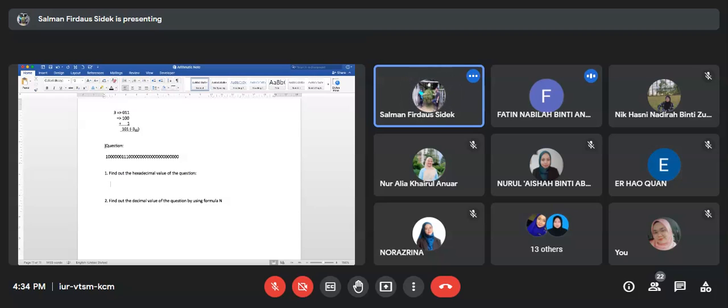Cepat. For binary digit to one digit hexa. Apa dia? For binary to one hexa. So what is the answer? Teknik dah belajar kan? Jangan takut, teknik dah belajar. So what is the answer?